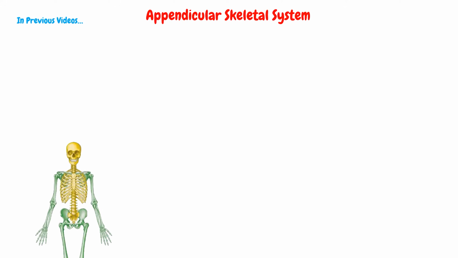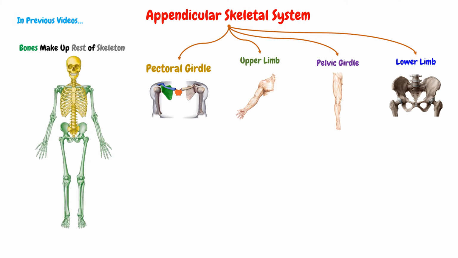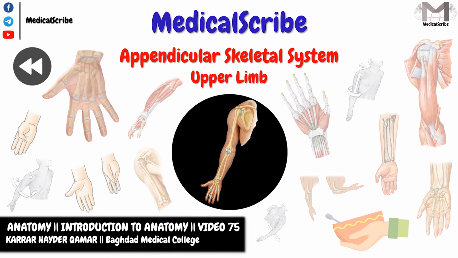In the previous videos, we began with the appendicular skeletal system, and we knew its general meaning. Then in the next video, we explained the bones of the first region of the four regions forming the appendicular skeleton, which was the pectoral girdle or the shoulder girdle. And we talked about its most important details. While in today's video, we will talk about the bones of the second region, which is the upper limb.